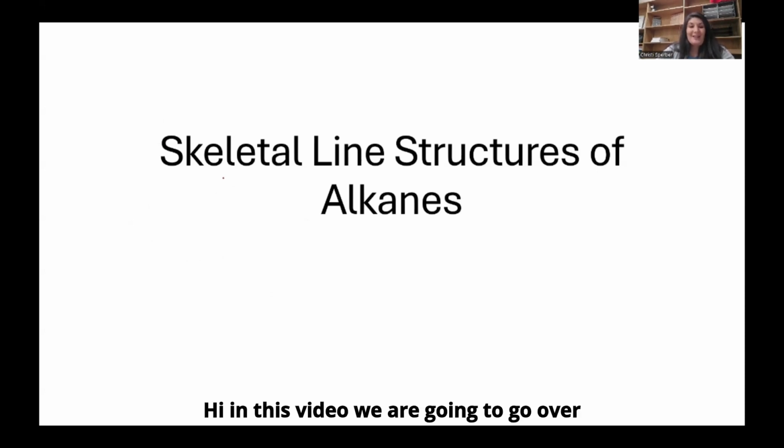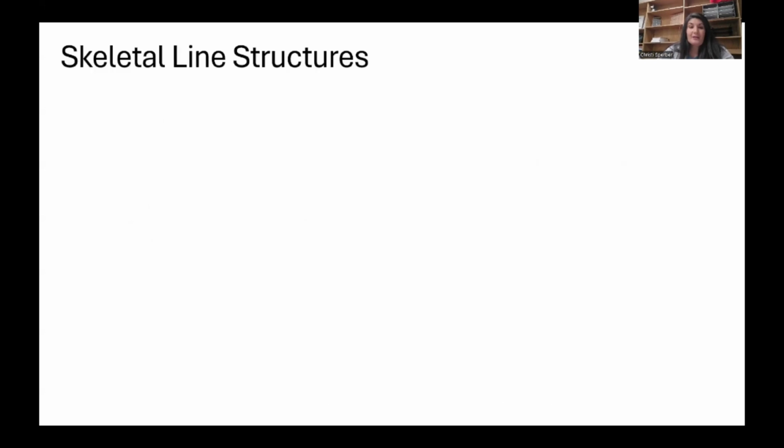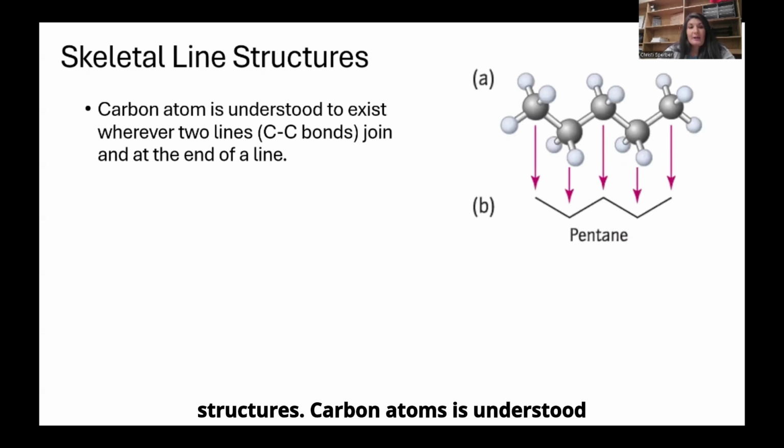Hi, in this video, we are going to go over skeletal line structures of alkanes. So skeletal line structures are another way to show a shorthand notation for alkanes. Condensed structures were one way, skeletal line structures are another. In skeletal line structures, a carbon atom is understood to exist wherever two lines join and at the end of a line.